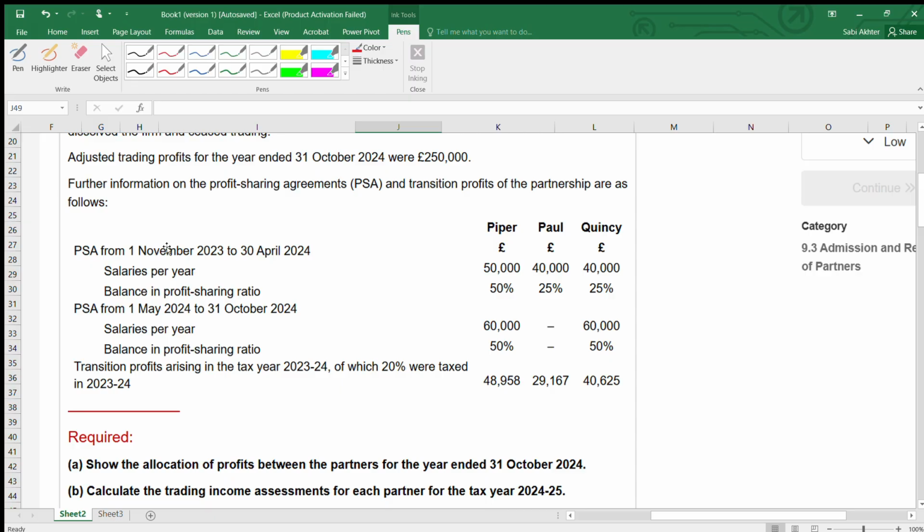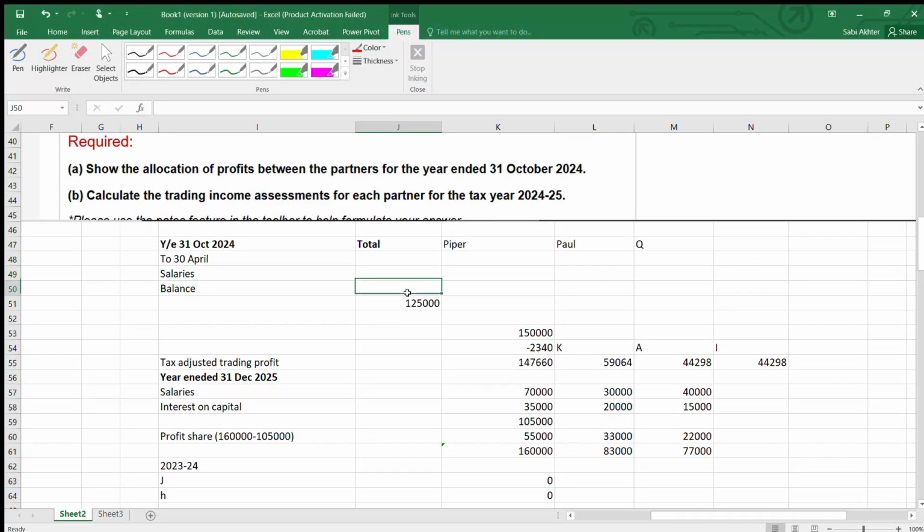So what is the salary? The total salary. First you need the total salary here before you could find the balance. Because without the salary, you can't find the balance, and it's for 6 months.